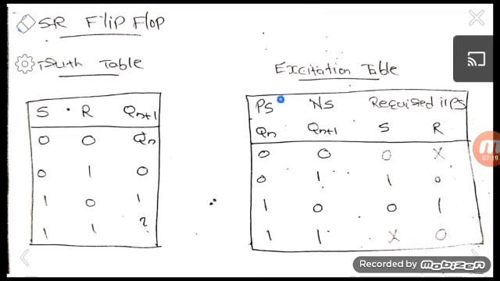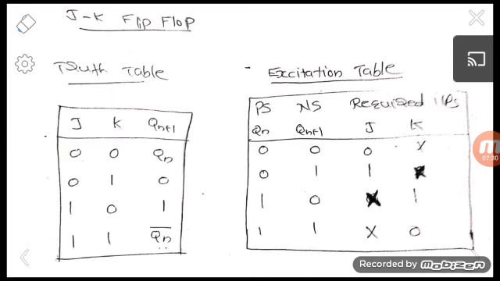So this is the excitation table of the SR flip-flop. You have to learn this excitation table well for constructing our sequential circuits, that is counters, etc. And next, this is the excitation table of the JK flip-flop. This is just the same as our SR flop, with a few changes.